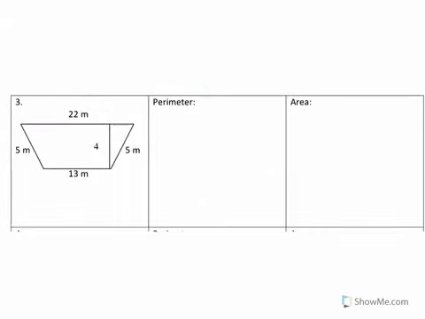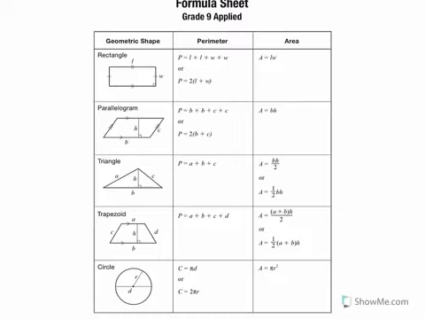So notice that all these shapes, all you do is you just follow the formula and you just plug the numbers in. So this shape, let's take a look at our formula sheet for number 3. And that one looks like the trapezoid. So this one's a little bit more complicated. The perimeter is A plus B plus C plus D. That's just the outside, right? All right, now let's take a look at the area.